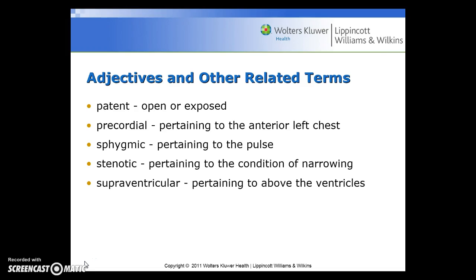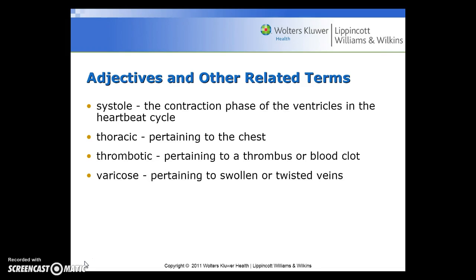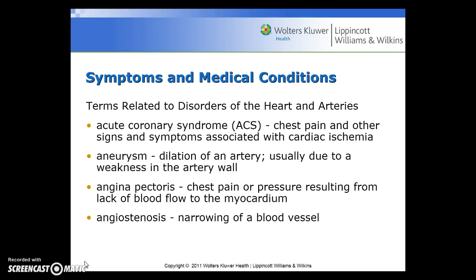Sphygmic is pertaining to the pulse. Stenotic is pertaining to the condition of narrowing. Supraventricular is pertaining to above the ventricles. Systole is the contraction phase of the ventricles in the heartbeat cycle. Thoracic is pertaining to the chest. Thrombotic, pertaining to a thrombus or blood clot. And varicose, pertaining to swollen or twisted veins.